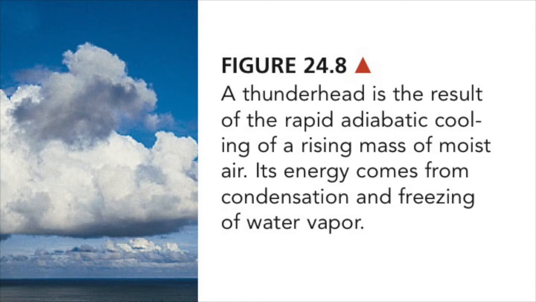24.8, figure 24a, the thunderhead is the result of the rapid adiabatic cooling of a rising mass of moist air. Its energy comes from condensation and freezing of water vapor. Remember, condensation is a heating, it's a warming thing, and so is freezing. Remember, the heat's going somewhere, and in this case, it's going into the development of the storm.